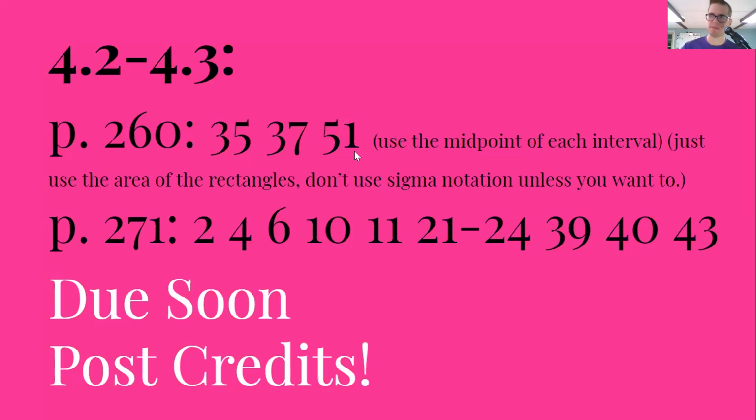51 uses the midpoint of each interval. You don't need to use the sigma notation part of it. Just figure out what the midpoint of each little interval is and use that to calculate the heights. And then you can just multiply by the width and go from there. You don't need to use the sigma notation that we used from last year at all, unless you want to. Like, you totally can, but you don't have to.